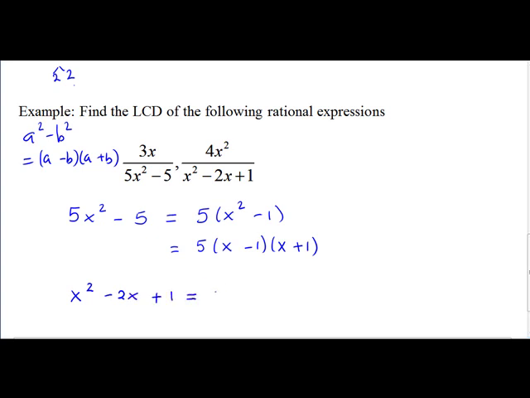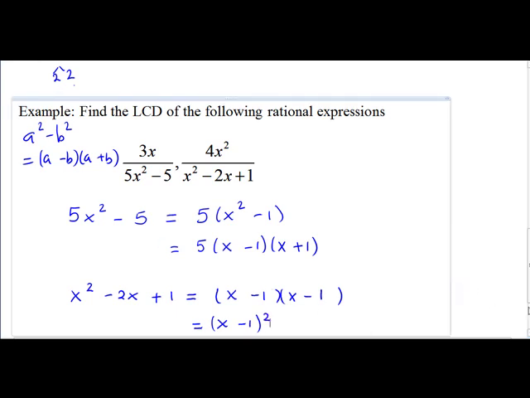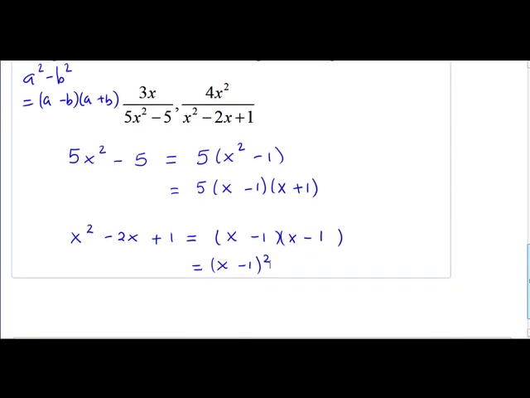And then for the second denominator, we'll factor out. I have x minus 1 and x minus 1. Every time you see two or more factors that repeat like this, go ahead and write it with an exponent. So x minus 1 times x minus 1 is x minus 1 squared.